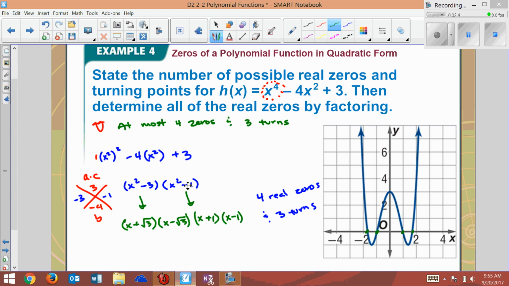So you're not confused, you might be thinking, where's the square root? Well, the square root of 1 is 1. So that would be our values. And that's how we would get the zeros. This would be negative square root of 3, positive square root of 3. This one would be -1. And this one would be +1. That's where we got those zeros.